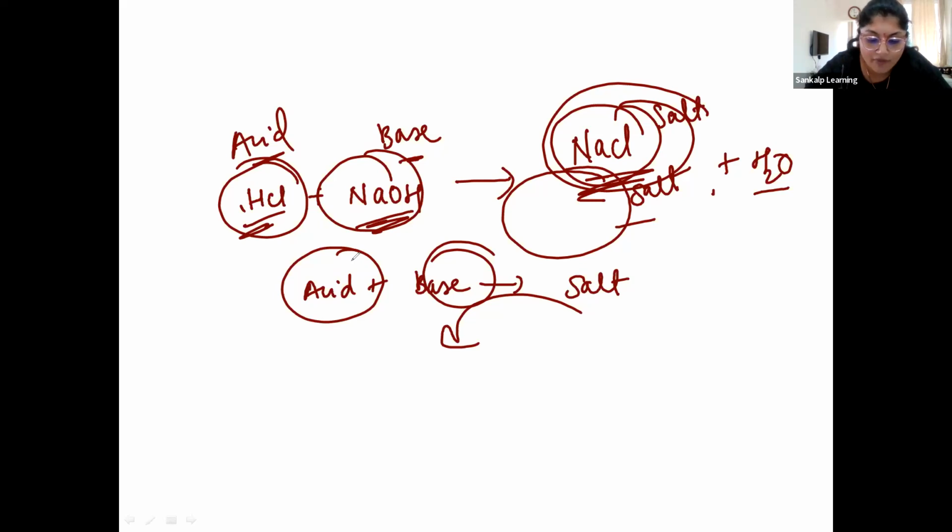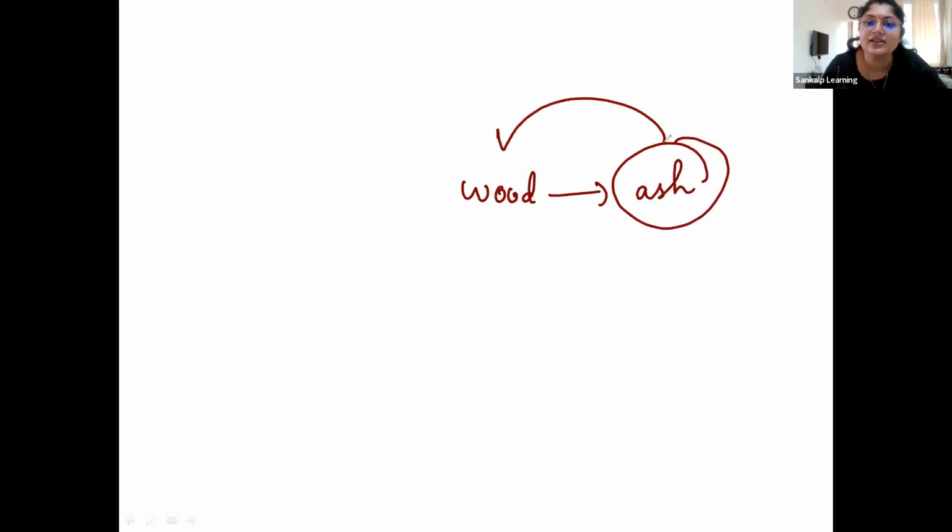For example, the raw fruits cannot be obtained back from the ripened fruit. Once the fruits are raw, slowly they undergo slow chemical changes and they get ripened. Once the fruit is ripened, it won't be converted back to the raw form. Wood cannot be obtained back from the ashes. If you burn the wood, what will happen? The wood will be converted into ash. This ash cannot be converted back to the wood. So this is also a chemical change. It is irreversible. Irreversible meaning what? It cannot be converted back.